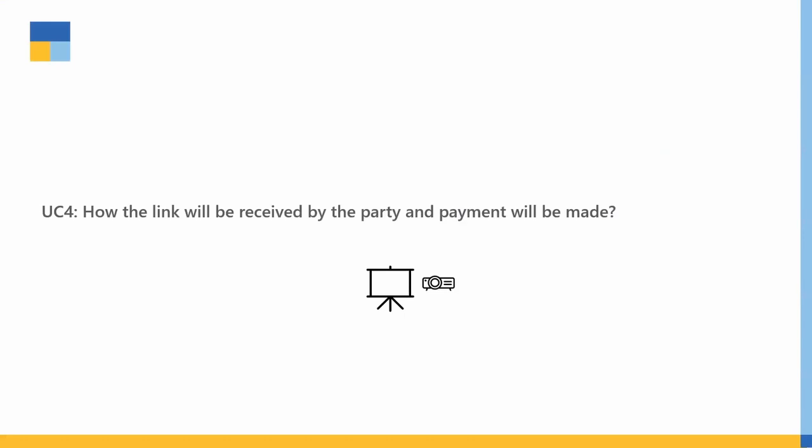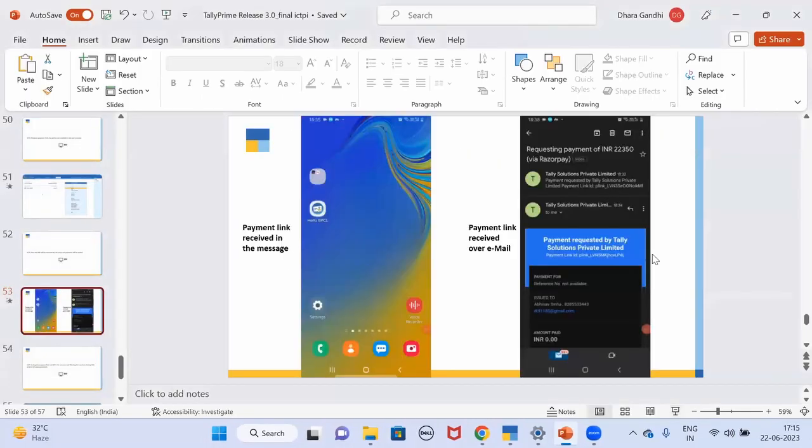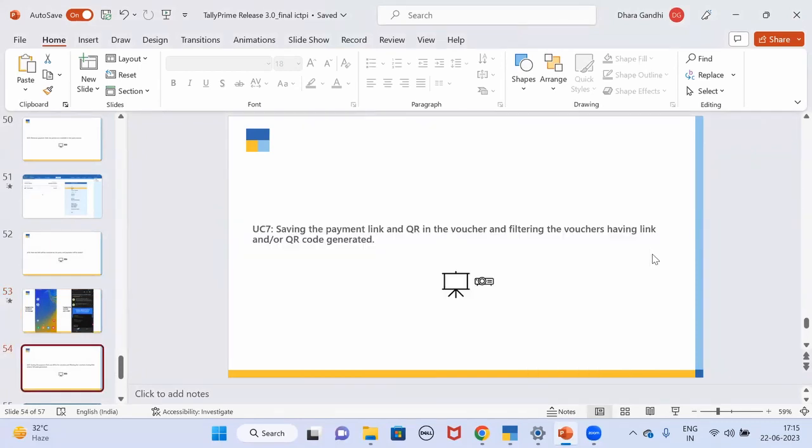So how will this link be received by the party and payment be made? This is how the link will be sent to the party. Payment link received on message and payment link received via email. So this is how it would reflect: issued to so-and-so, payment request by Tally Solutions. So this is how, for a party which was not there in the party master, you can send a link to them for this payment. So this is the easier way. This feature has been introduced by TallyPrime 3.0. It was not there in the previous version.